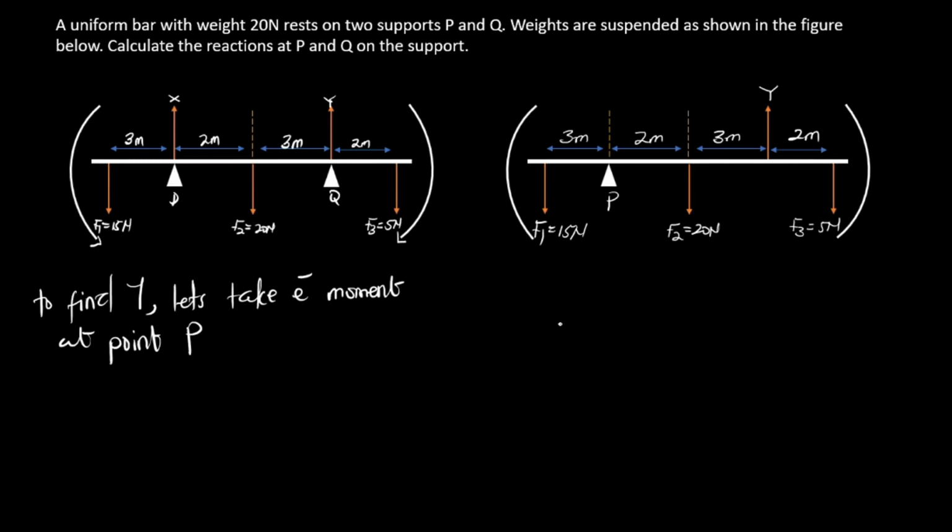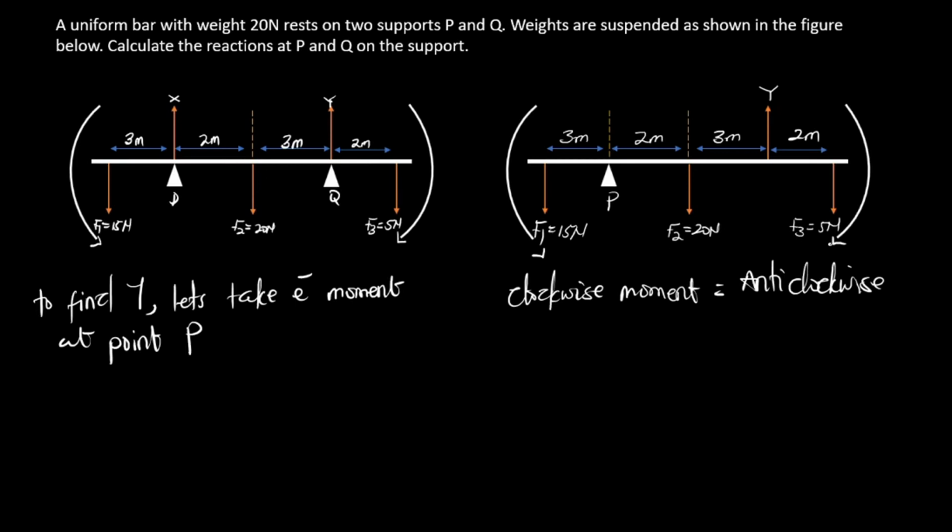So we have our clockwise moment, the sum of clockwise moments, to be equal to the sum of the anti-clockwise moments. As usual, this is our clockwise direction, and this is our anti-clockwise direction. Now let's look at how we are going to solve this example. Let's pay very close attention.